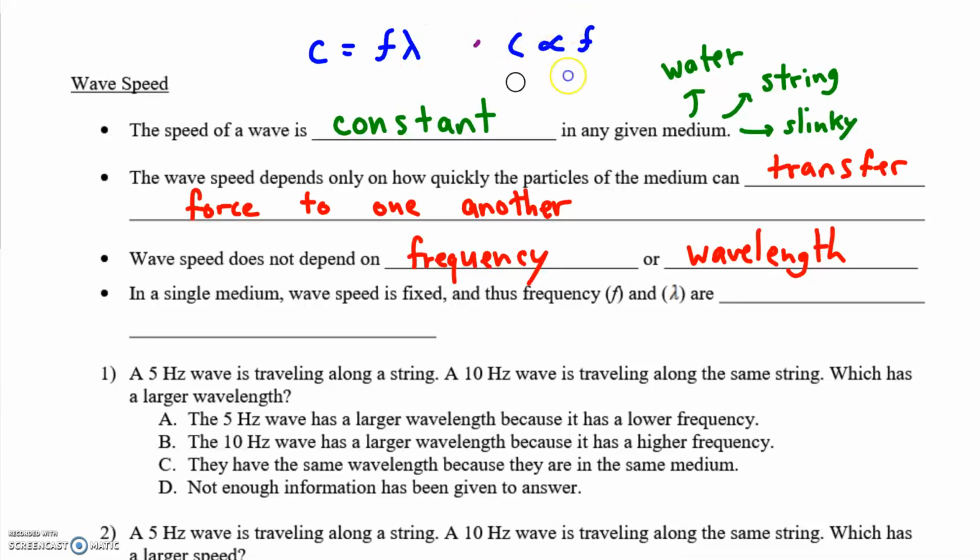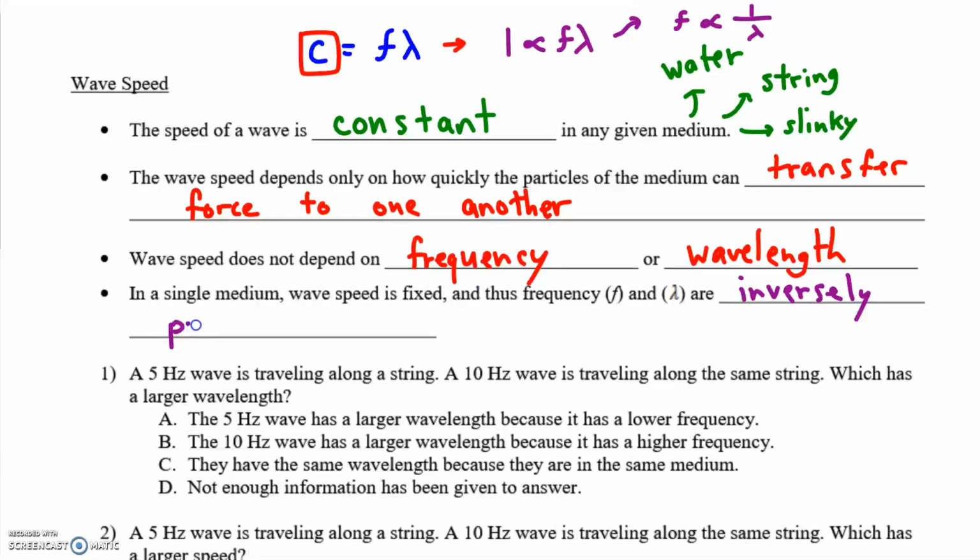This was wrong. When I look at these three things, c, frequency, and lambda, what's the constant? It's the wave speed. So if you want to write a proportionality, it would be 1 is proportional to frequency times lambda, or if you divide both sides by lambda, frequency is inversely proportional to the wavelength.